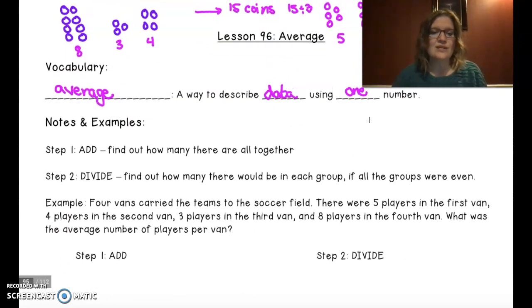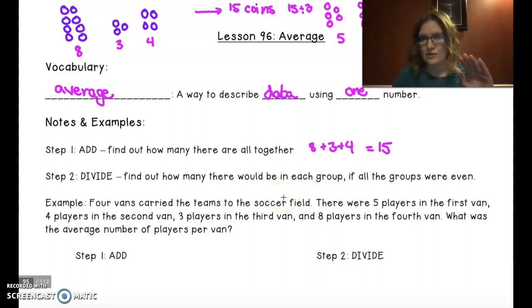And you can find the average by following the steps. First off, we add. We added all of these up. In this situation, we did 8 plus 3 plus 4, and it gives us 15. Then the second step is to divide. Find out how many there would be in each group if all the groups were even. We have 15, and we wanted it broken into 3 groups, and that gives us our average.